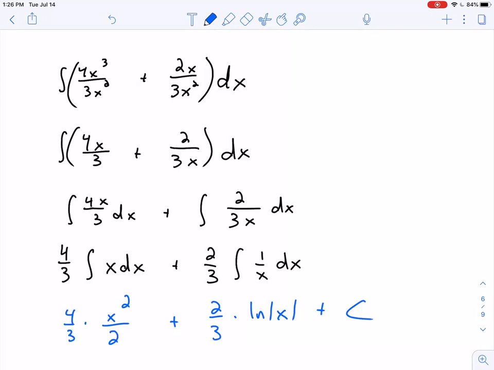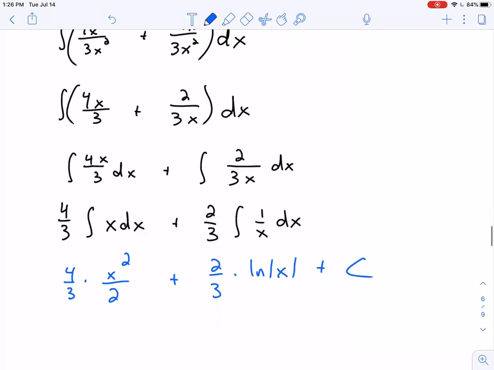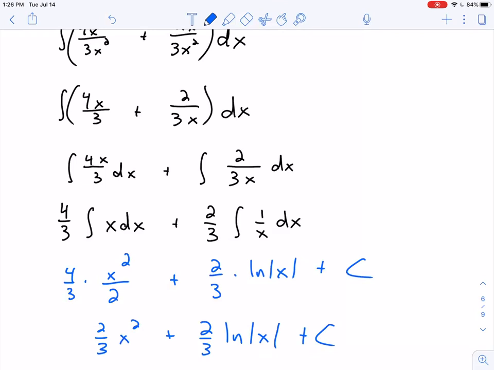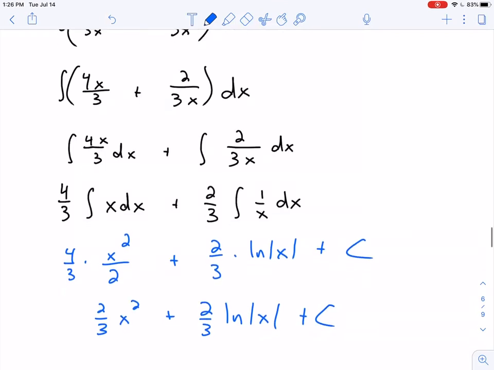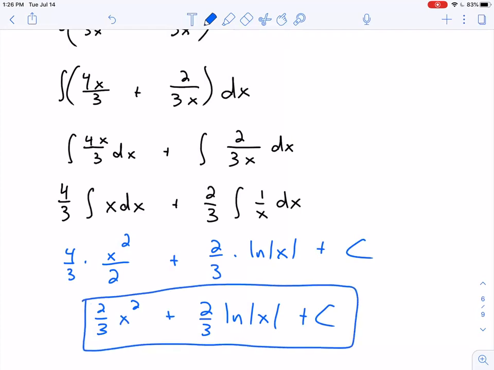plus, of course, my constant of integration c. And this term right here I can simplify, otherwise it's just going to bother me. So I can write this as 2/3 times x squared plus 2/3 natural log absolute value of x plus my constant of integration c. You could factor that and clean it up and simplify it if you really wanted to, but I think that's probably a good place to stop for this problem. I wouldn't go any further here.